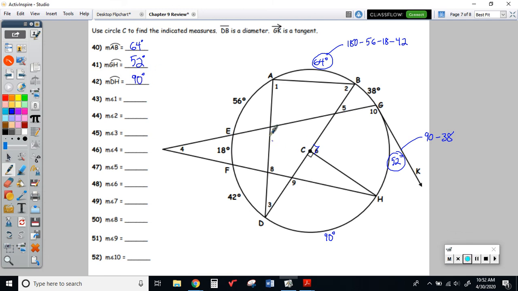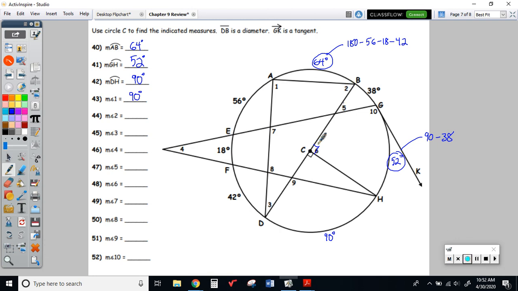The measure of angle 1, it looks like this is a right angle because this is a diameter. So this is an inscribed angle that intercepts a diameter. That was a theorem that we learned as a shortcut. So this would be 90 degrees. I would take that without any work needed on that one.